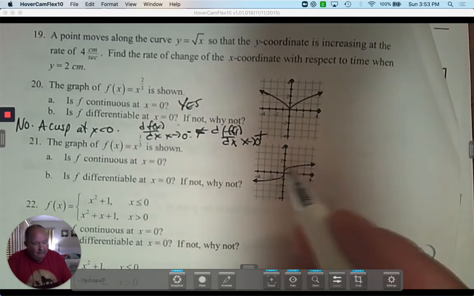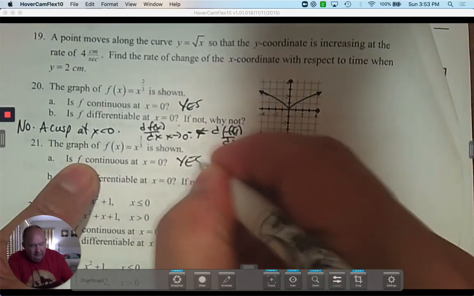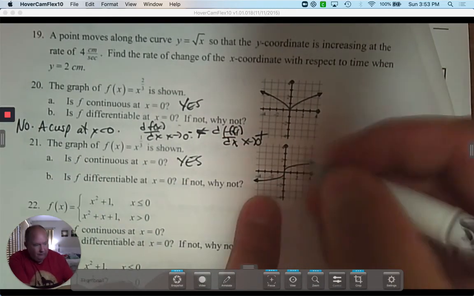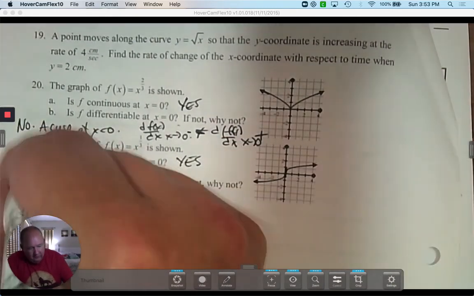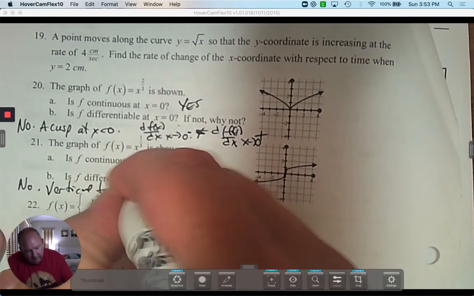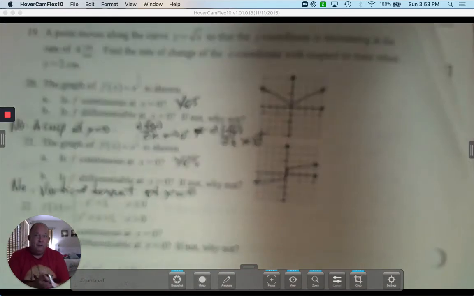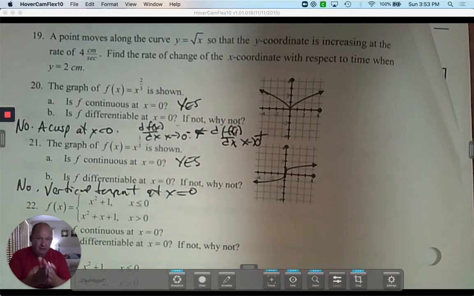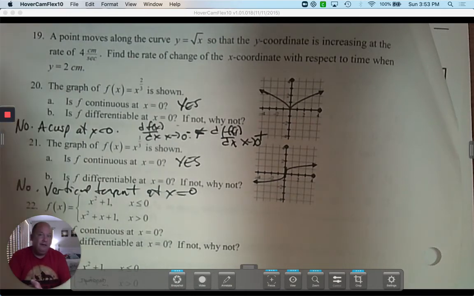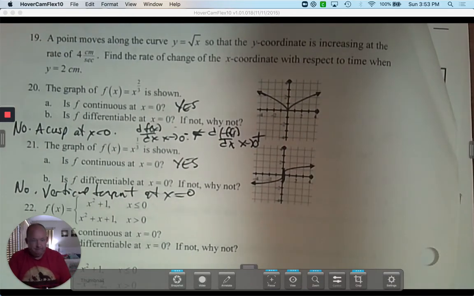Hey, there's a graph of x cubed here to the right. Is it continuous there? Yes. Does the derivative exist at 0? And the answer is no. And why? This one's simple. There's a vertical tangent. A vertical tangent would mean that the slope is undefined at 0. And that's what the derivative is. So the derivative is undefined because there's a vertical slope right at 0.